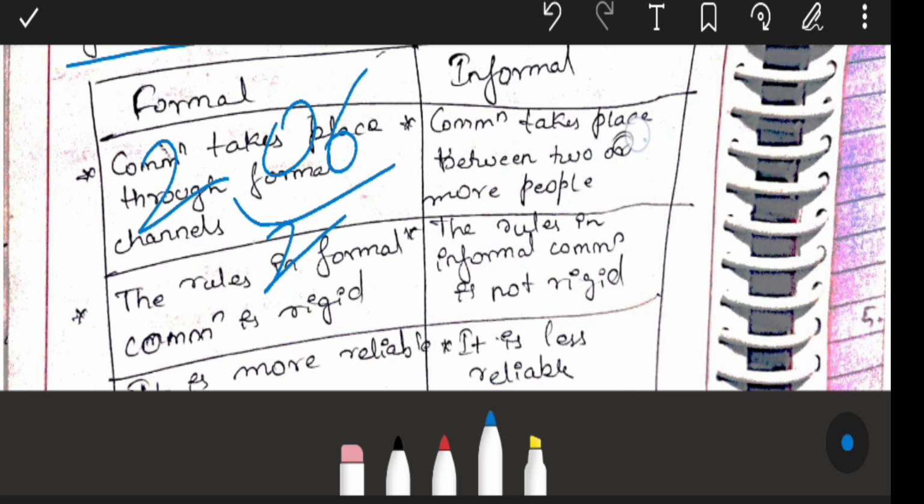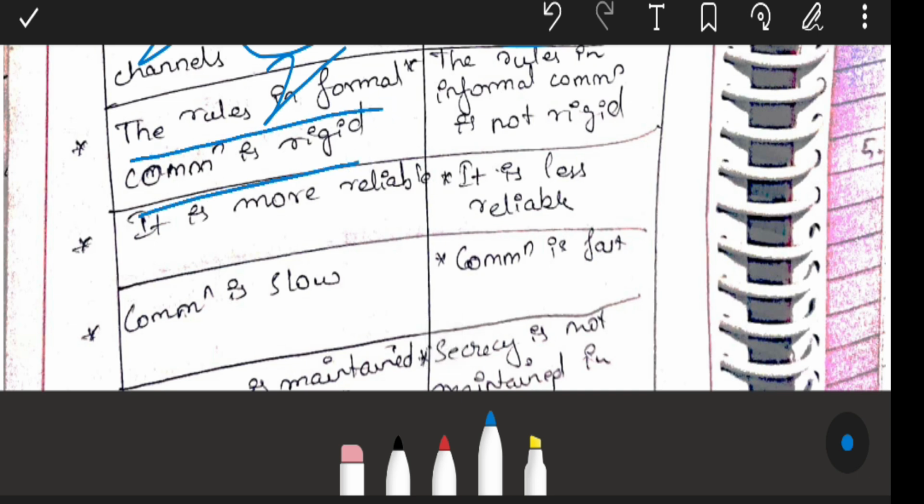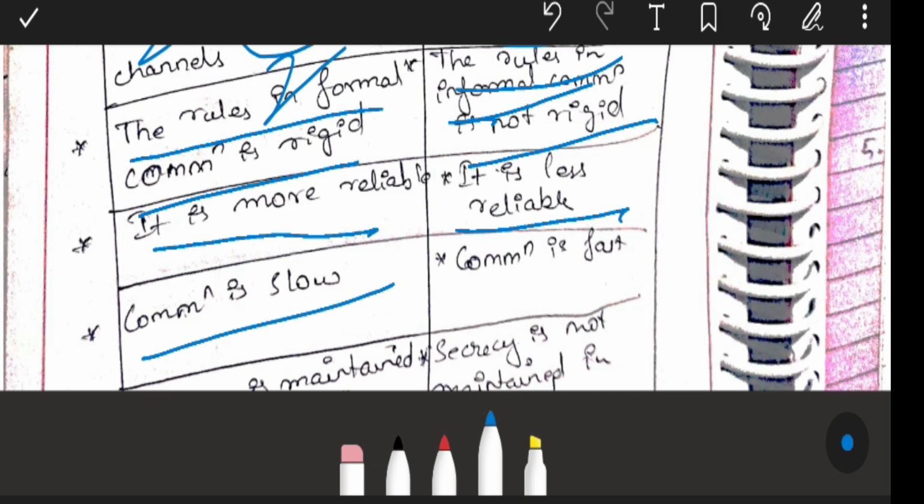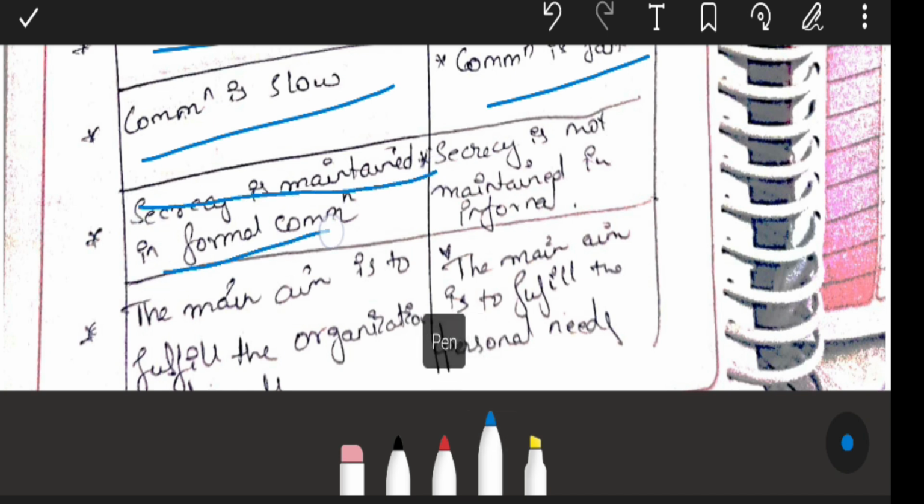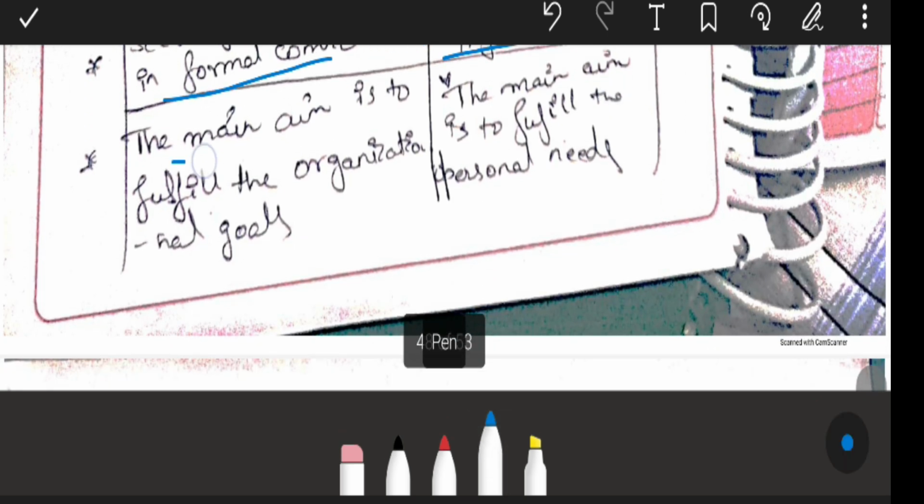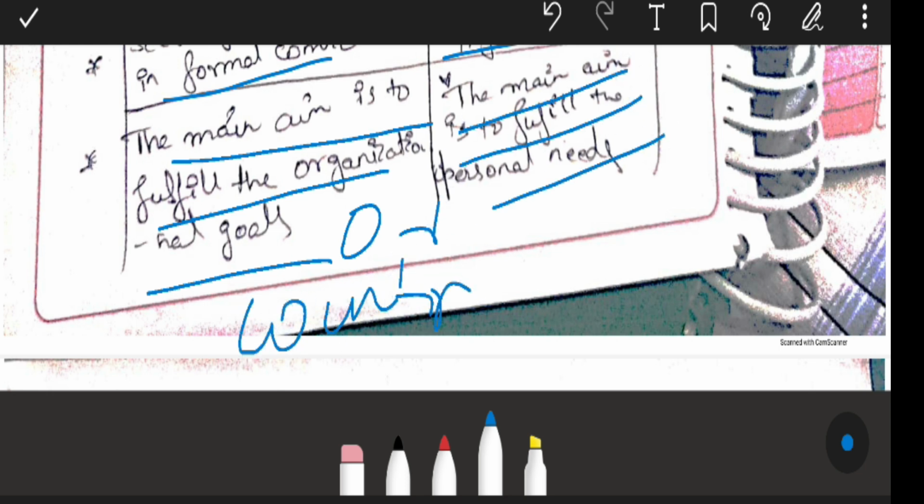Informal communication takes place between two or more people. The rules for formal communication are strict. The rules for informal communication are not rigid, not strict. Formal is more reliable; informal is less reliable. Formal communication is slow; informal communication is fast. Secrecy is maintained in formal communication. Secrecy is not maintained in informal communication. The main aim of formal communication is to fulfill the goals of an organization or country. The main aim of informal communication is to fulfill personal needs.